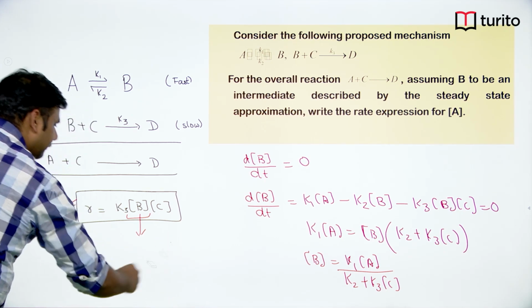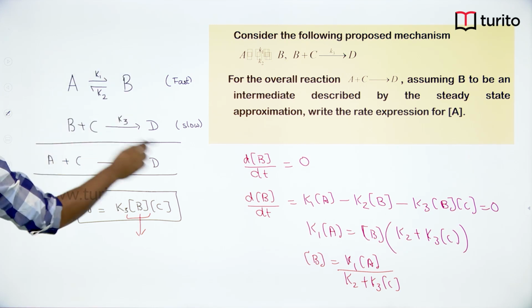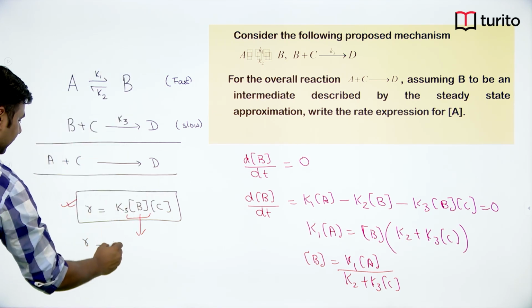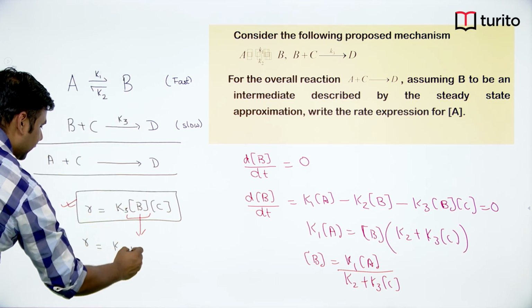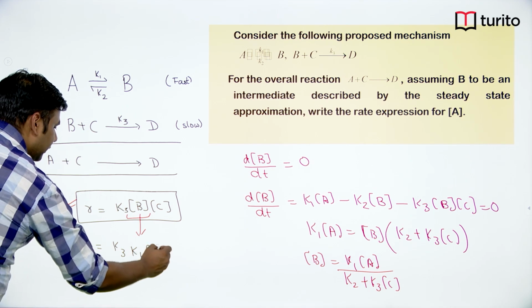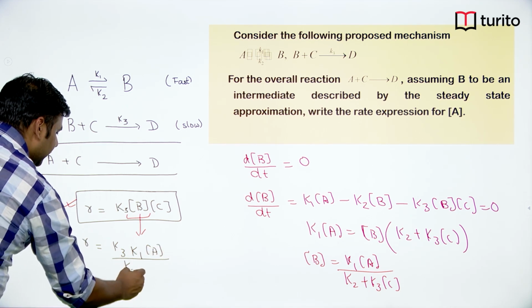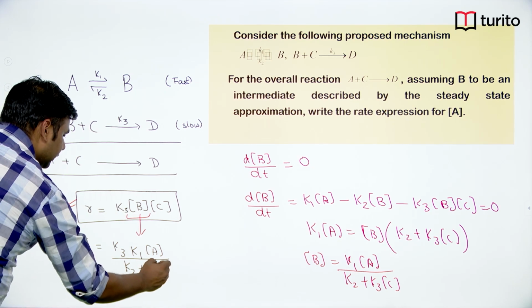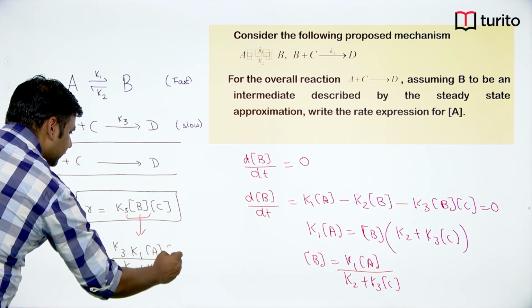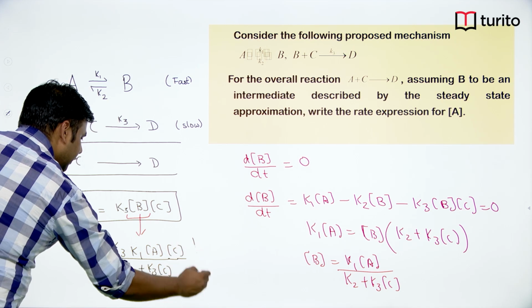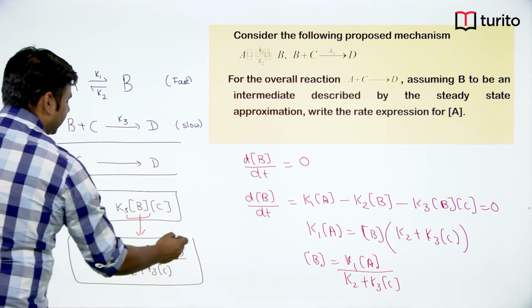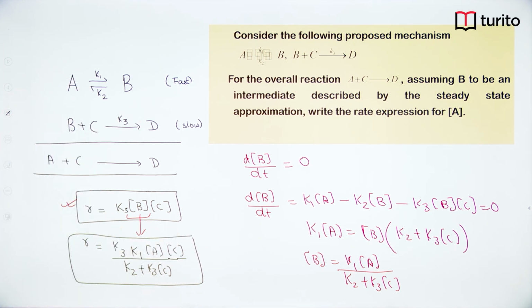So when I put the value of B from there, I can write the rate as K3. B we know is K1 into concentration of A divided by K2 plus K3 into concentration of C. So this is again a C over here. So this is the final rate equation. You can clearly see that this is the rate equation.